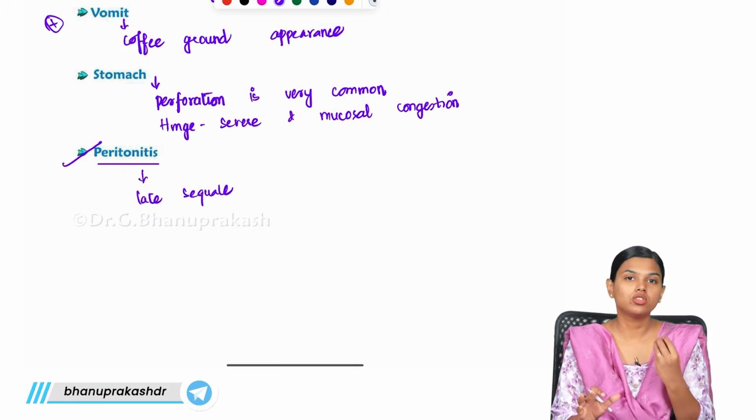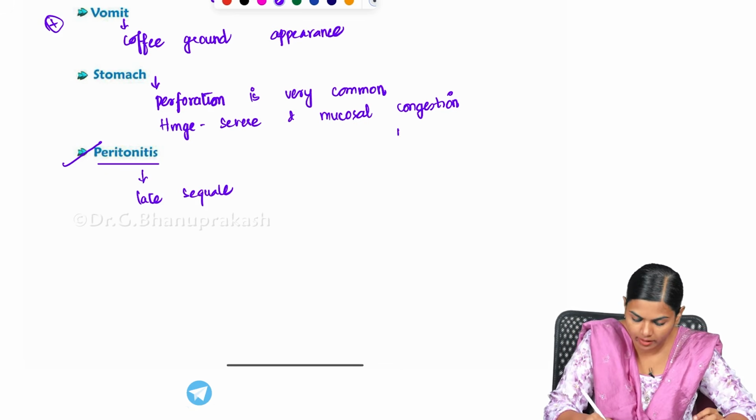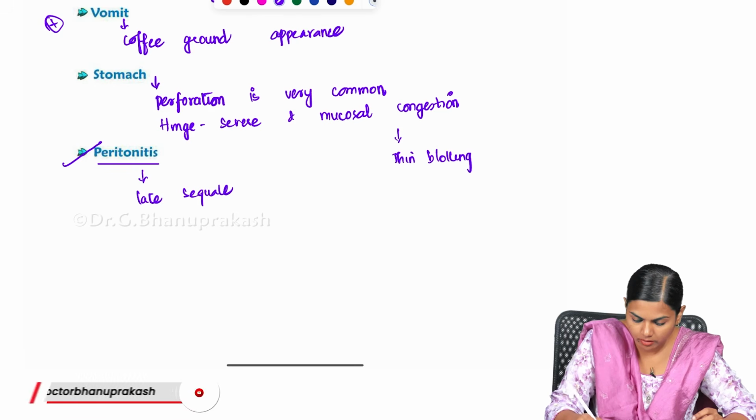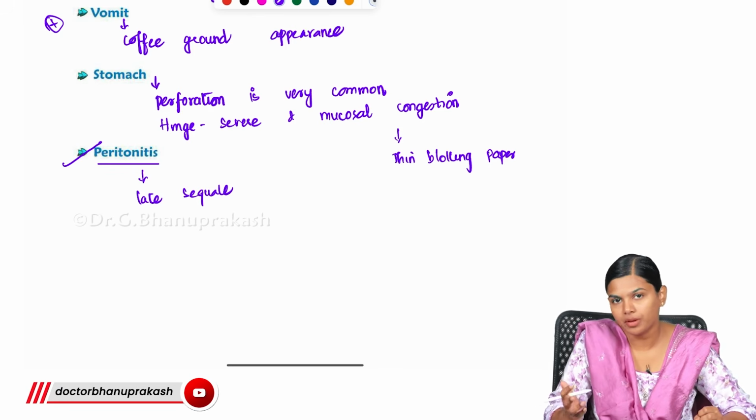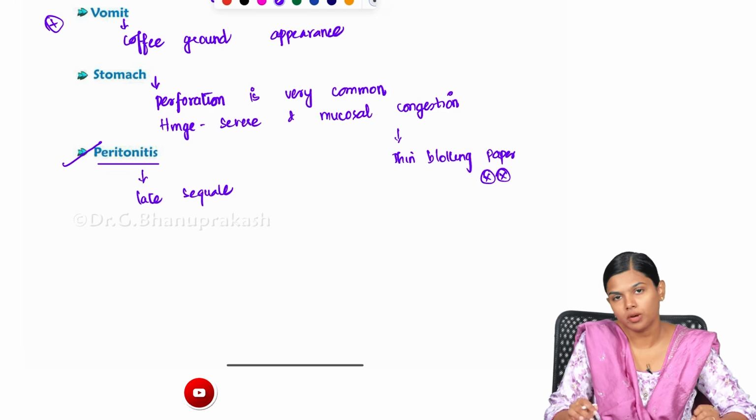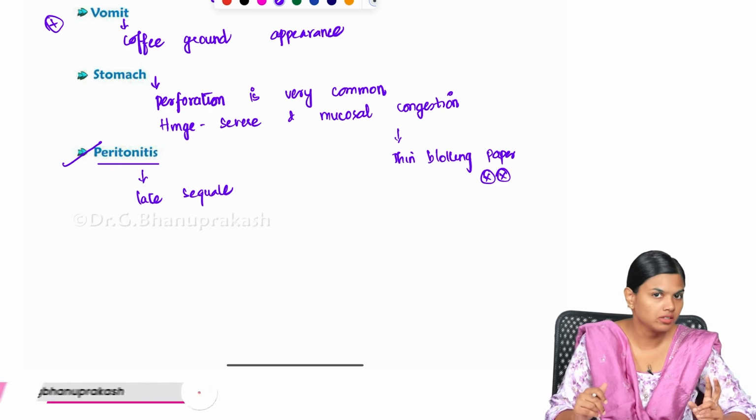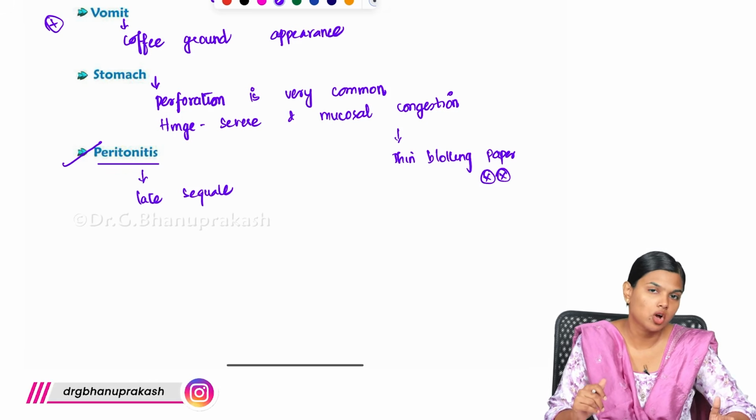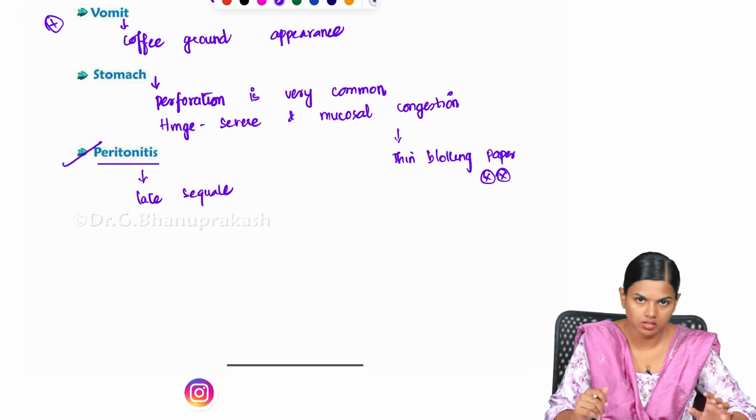This acid is so strong that the stomach will be eroded so much that it will look like thin blotting paper, like butter paper. It will become very, very thin. So the blotting paper appearance of the stomach is also seen in sulphuric acid. Coffee ground vomit is sulphuric acid. Peritonitis is most common with sulphuric acid, and black discoloration along the mouth and chalky white teeth appearance are also seen in sulphuric acid.